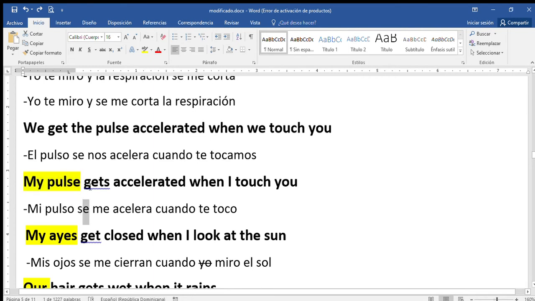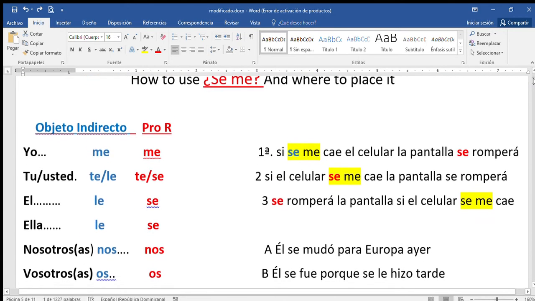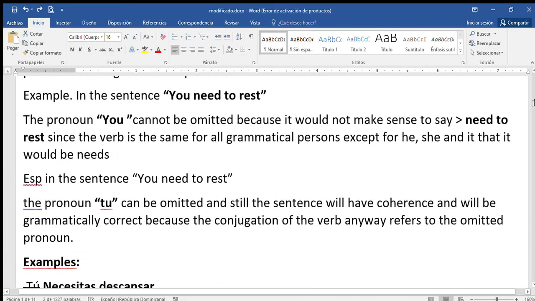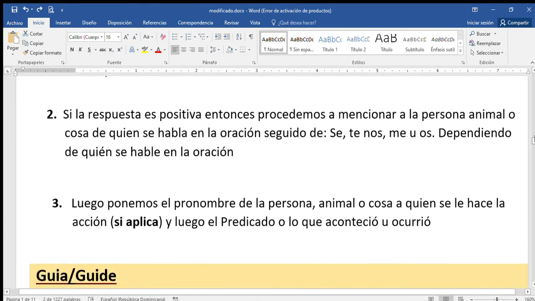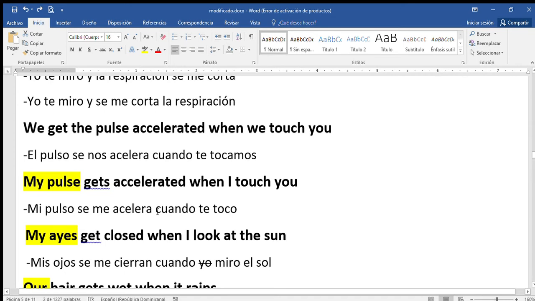Se. For whom is it getting accelerated now? Is it getting accelerated for us? No, because it said my. So we're talking about me. So the corresponding pronoun for I is me. It's the same word right here. So, mi pulso se me acelera cuando te toco.